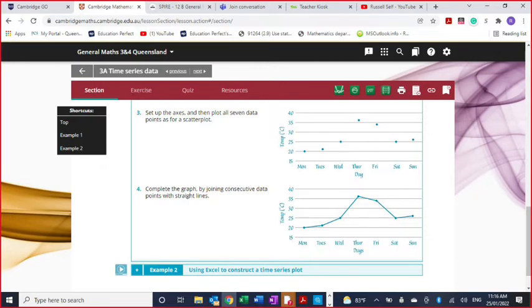Okay. And then finally, we're just going to complete the graph by drawing a straight line between each value. Okay? So that's what you're going to do.